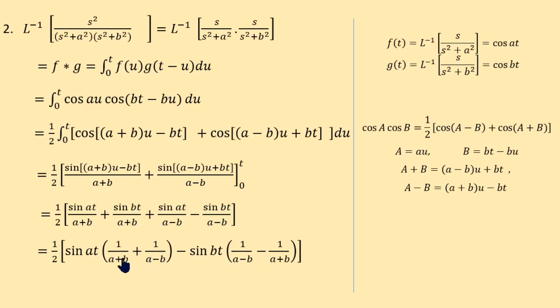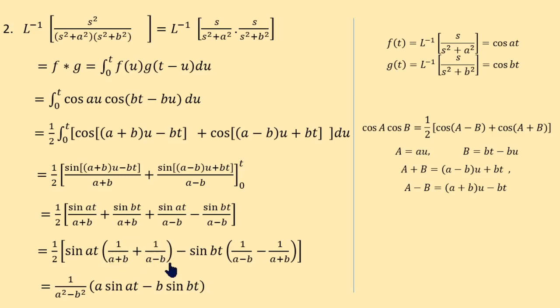Now how to simplify this? By taking common denominator, a plus b into a minus b is a square minus b square in the denominator, a minus b plus a plus b means 2a, cancel 2, a sin at by a square minus b square. Similarly this half is for this also, a plus b minus a minus b, that means 2b. So 2 is cancelled. So b sin bt by a square minus b square. So final answer 1 by (a square minus b square) into (a sin at minus b sin bt).